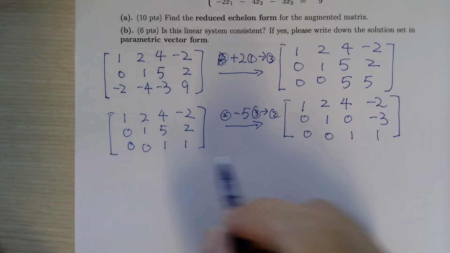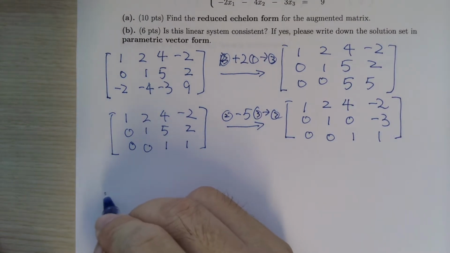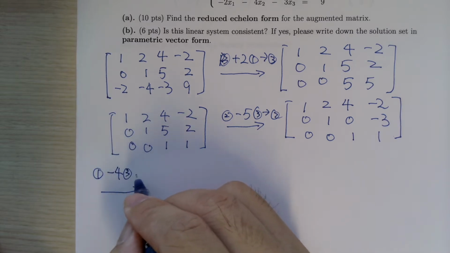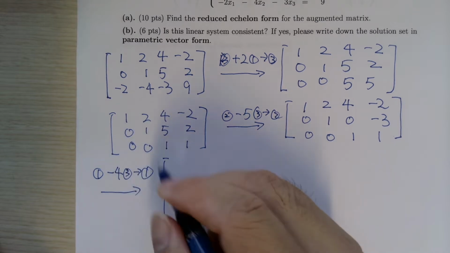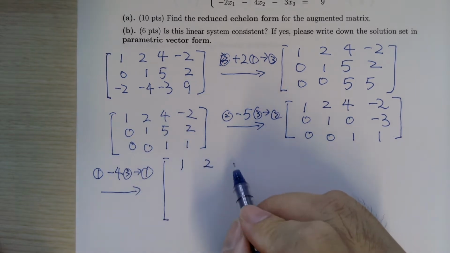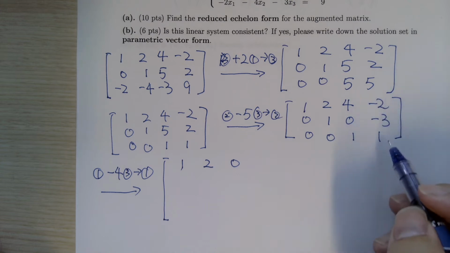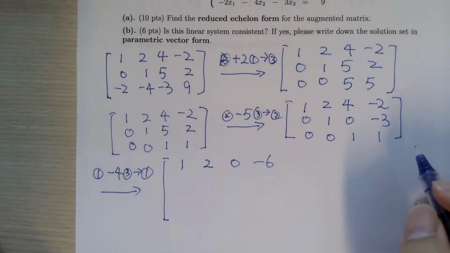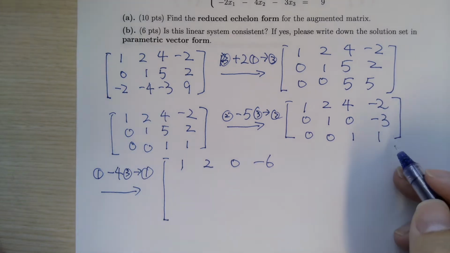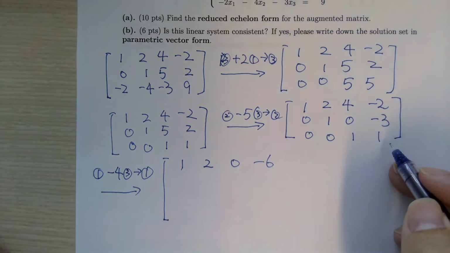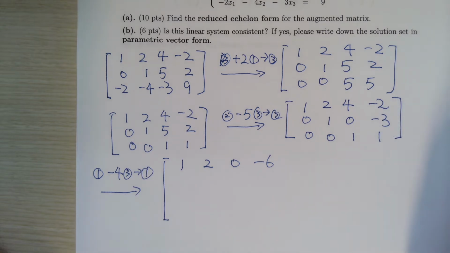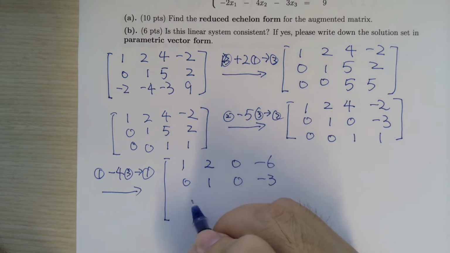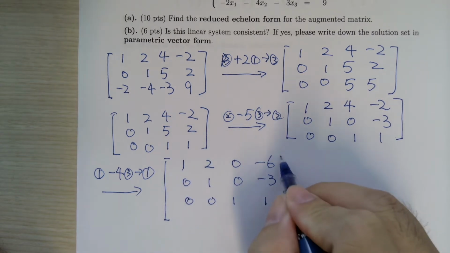And then you can use row 1 minus 4 times row 3 as the new row 1. That will give us 1, 2, 0, right? So it's going to be minus 6, and that's minus 2 minus 4 is minus 6. Then 0, 1, 0, negative 3, 0, 0, 1, 1.